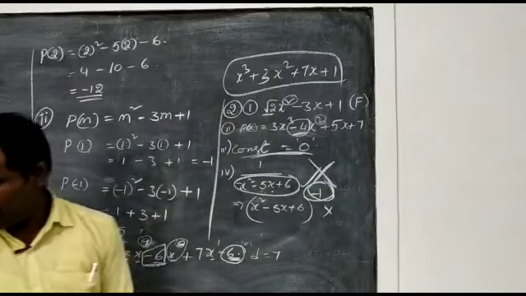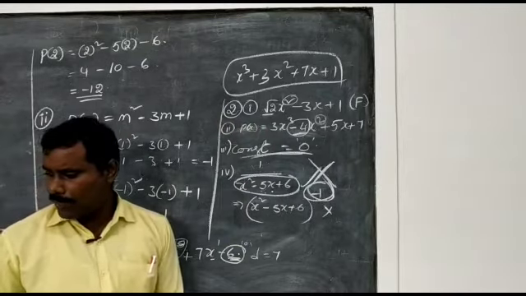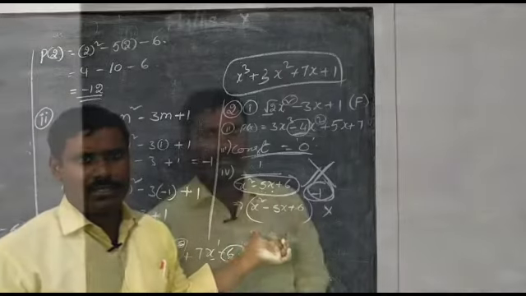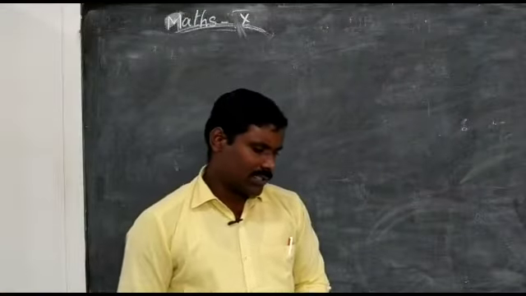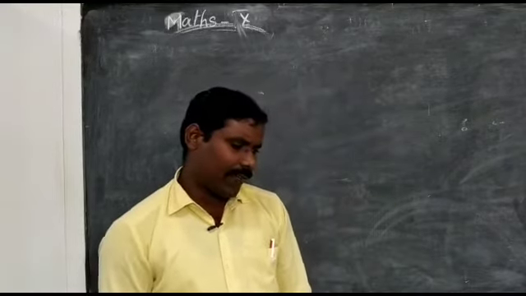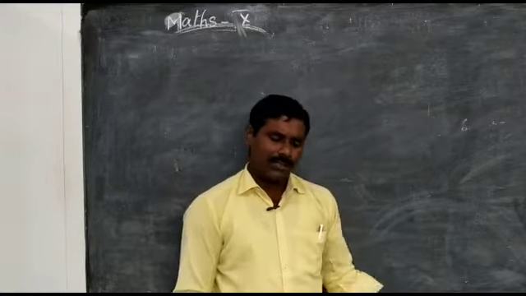Now we are going to the fifth problem. The degree of a polynomial is 1 more than the number of terms in it. The number of terms does not depend on the degree. P of t is equal to 2t cube minus 1. Find the value of p of 1, p of minus 1, like that. We already know, you can do that.